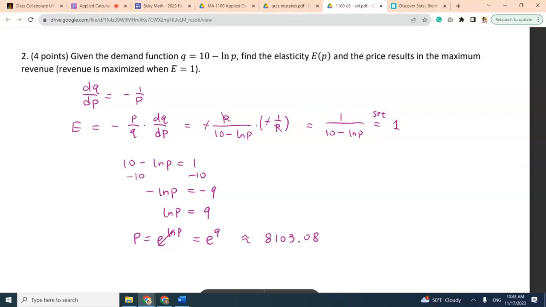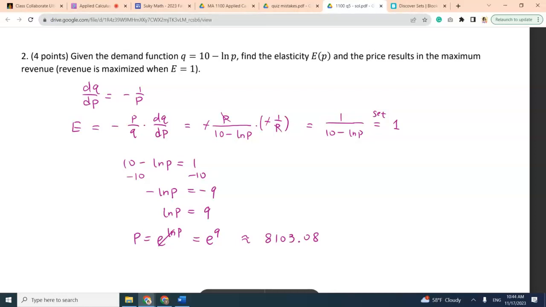So dq over dt: the negative is negative 1 over p, so this negative and that negative cancel. The p and p cancel. You get 1 over 10 minus ln P.